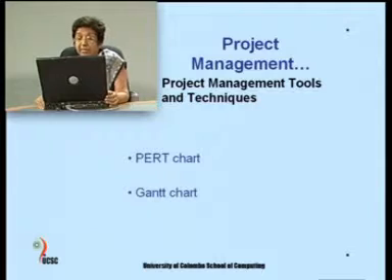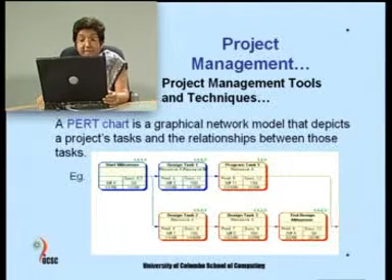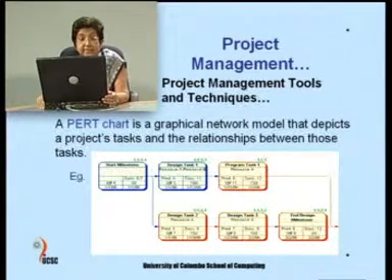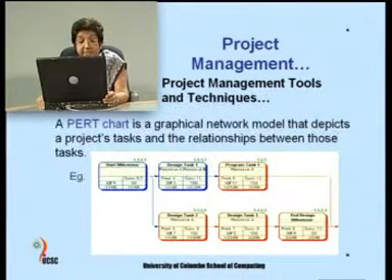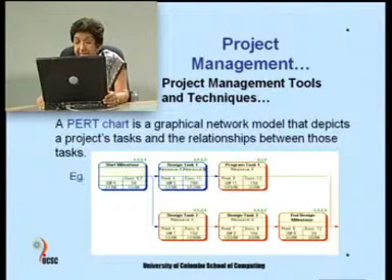What are the tools and techniques that you can use in the process of project management? These PERT charts and Gantt charts are two tools that are being used widely for project management. A PERT chart is a graphical network model that depicts a project's tasks and the relationship between those tasks. So, there is an example shown here. I would like you to refer to this diagram that is given in the textbook also.